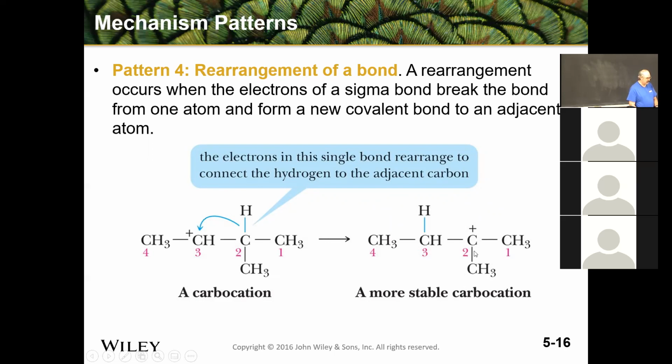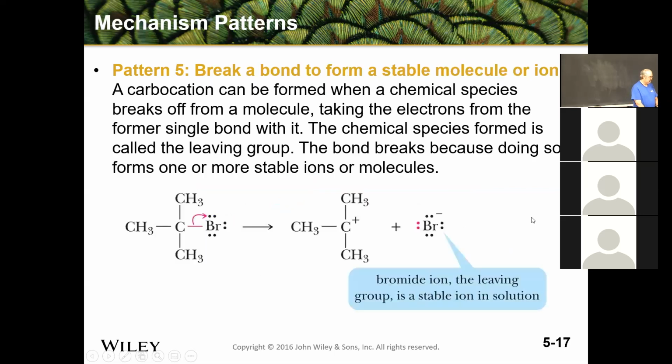The more carbons you have bonded to that positively charged carbon, the more stable it is. This is what's called a secondary carbocation. This carbocation is directly bonded to 2 other carbons, whereas this one is directly bonded to 3. And then this was just the opposite of forming a covalent bond that we saw a couple of slides ago.